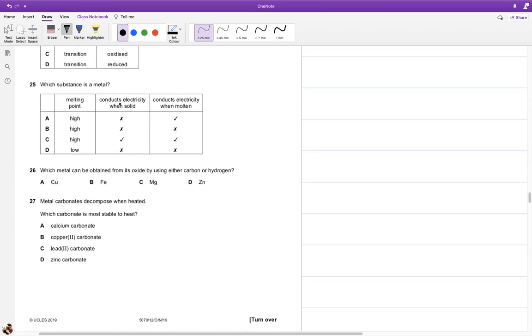All right, which substance is a metal? High melting point, yes. Conducts electricity well solid, yes. And that leaves us with just C. We don't even have to look at the third one.